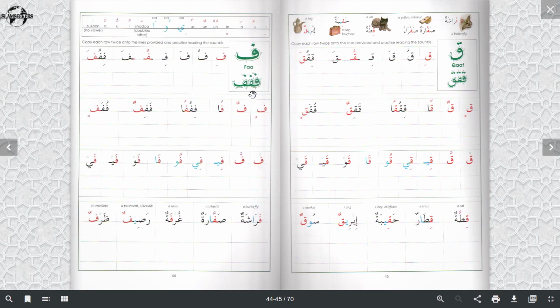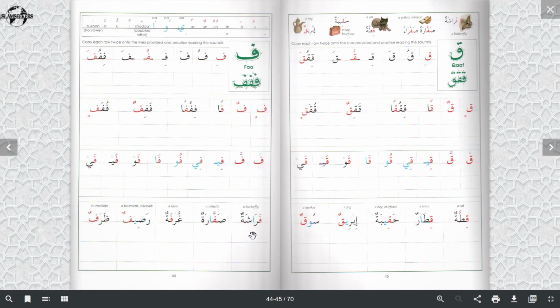Page 44. The letter fa. Line 1. Fi, fu, fa. Fi, fu, fa. Line 2. Fin, fun, fun. Fi, fu, fun. Fa, fi, fun. Fu, fa, fin. Line 3. F, fa. Fi, fi, fu, fa, fau, fai, fai.